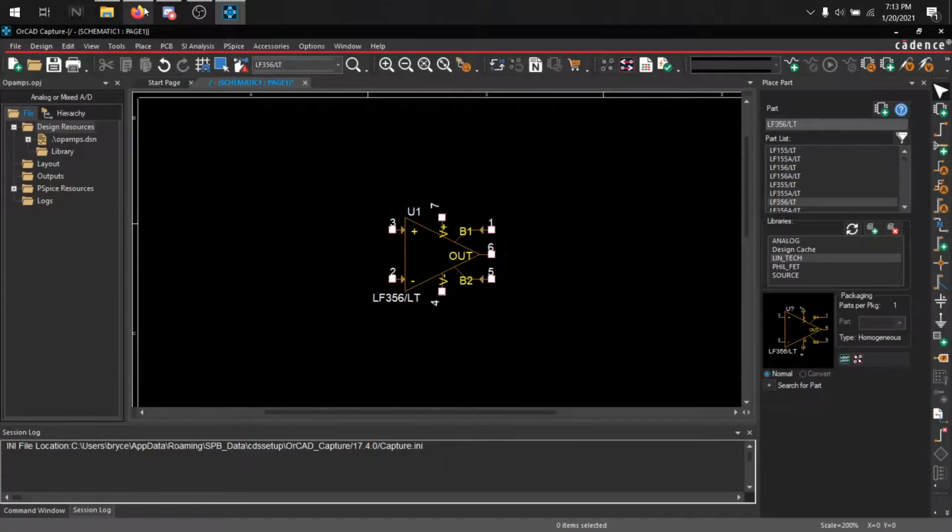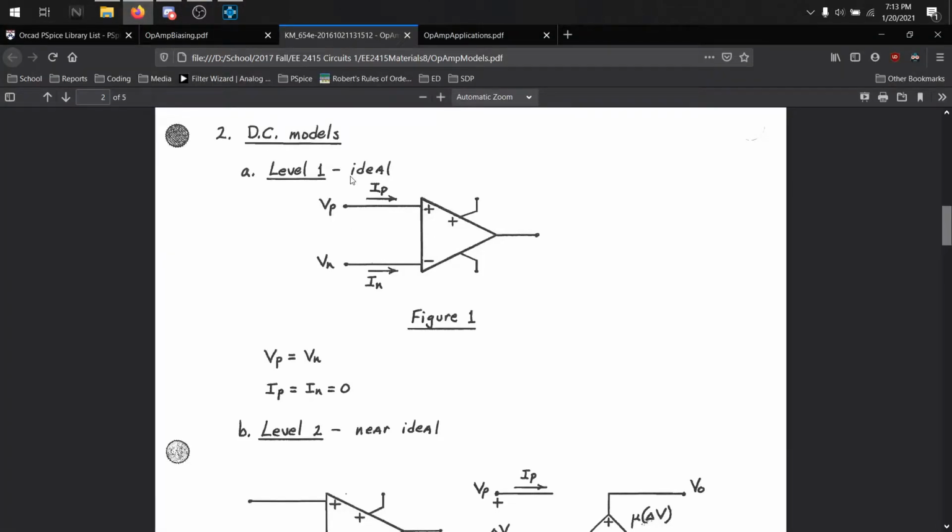Can you see my screen? Just show you the op amp's DC model. Wait, how do I see? Oh, watch stream. Yeah. Okay. So you see, Justin, you there? I think you. Yeah, I'm here. I see it. All right.